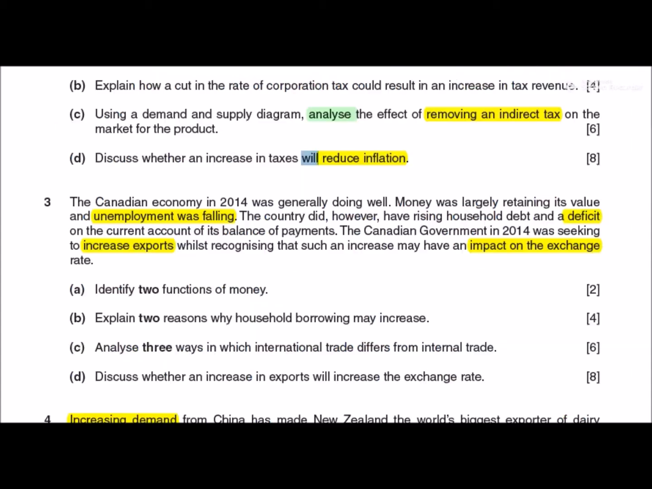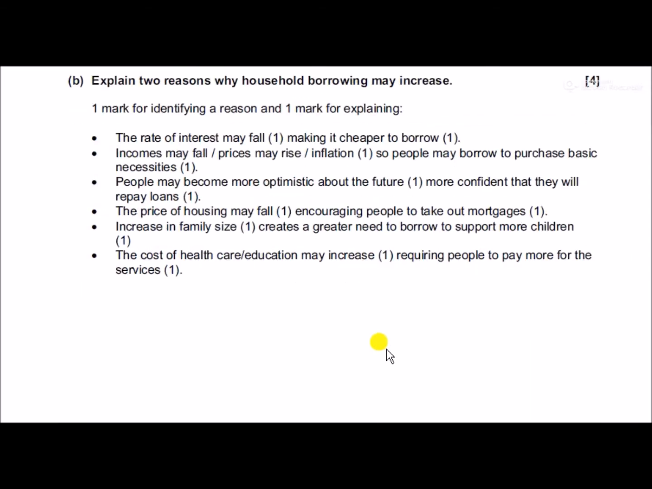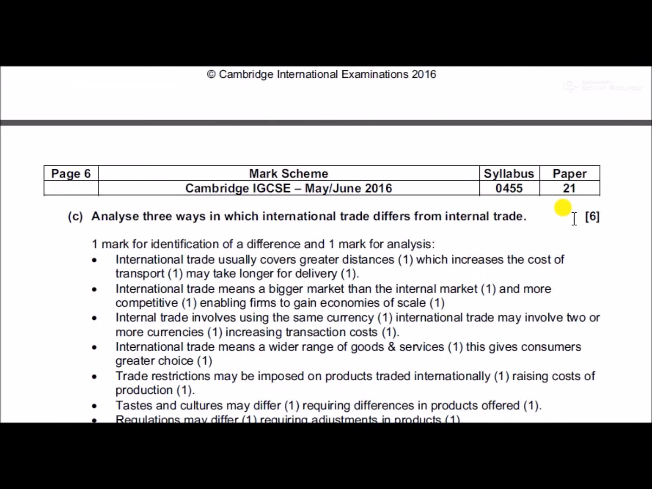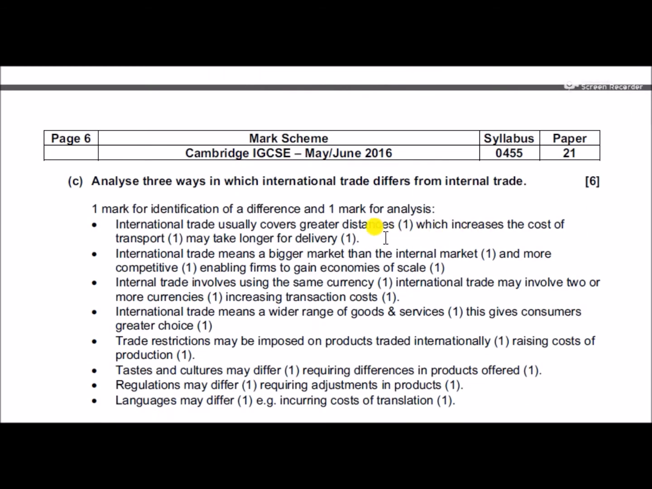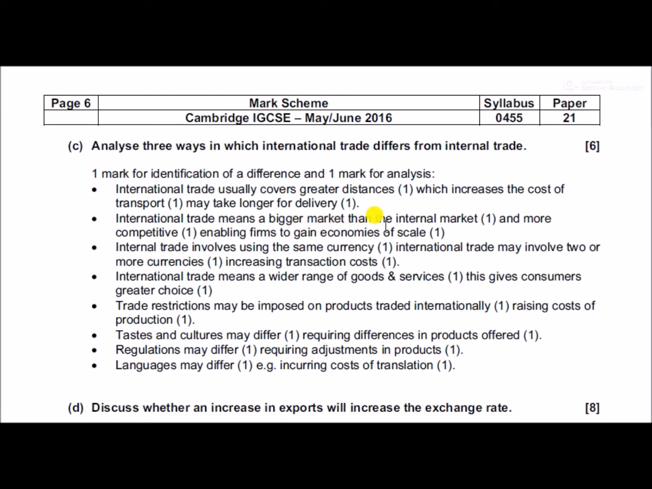Right, cracking on, question C. Analyse 3 ways in which international trade differs from internal trade. Right, what does internal trade mean? Trade within a country. So 3 ways, 3 points, 2 sentences each, 6 marks. International trade usually covers great distances, taking longer to deliver. International trade means a bigger market than the internal market. Think of Europe being much bigger than a domestic market. It's more competitive, enabling firms to gain economies of scale.